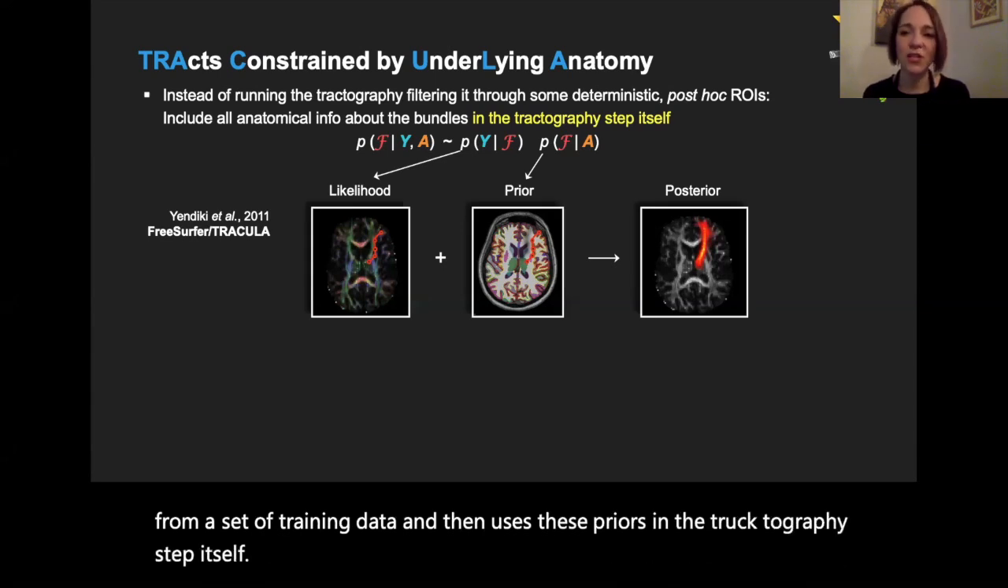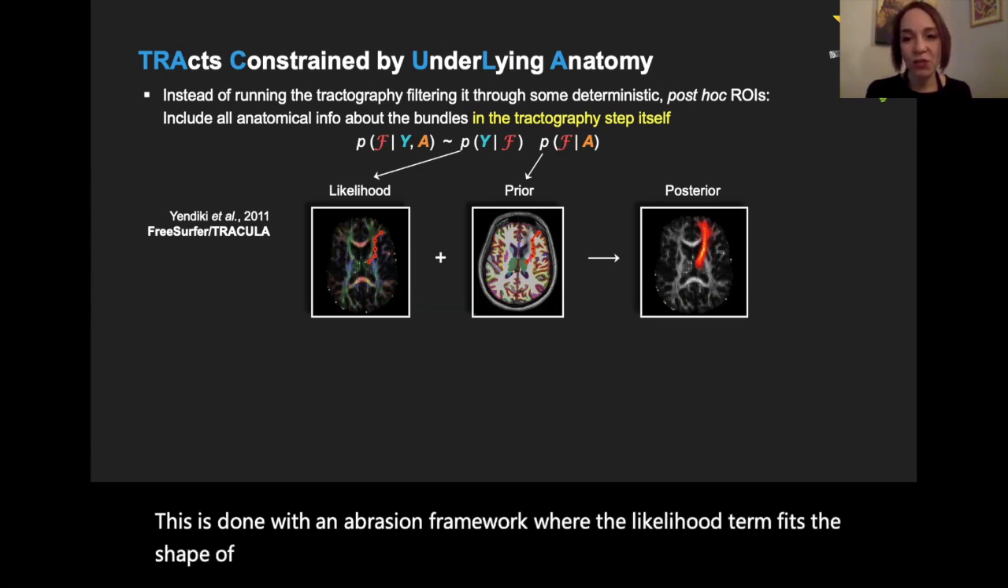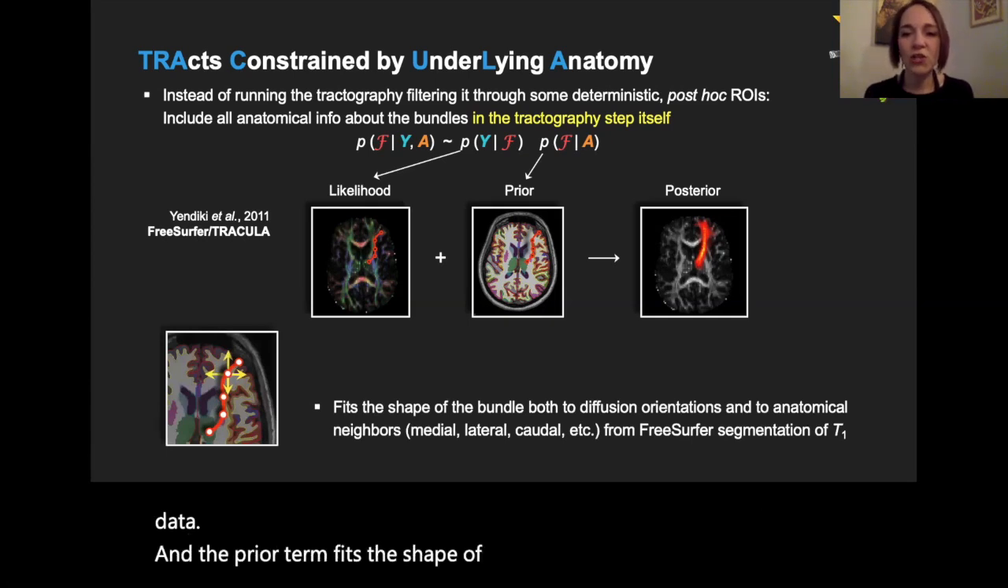This is done within a Bayesian framework where the likelihood term fits the shape of the bundle to the orientation vectors from the subject's diffusion data, and the prior term fits the shape of the bundle to our prior knowledge on the anatomical neighbors of the bundle.